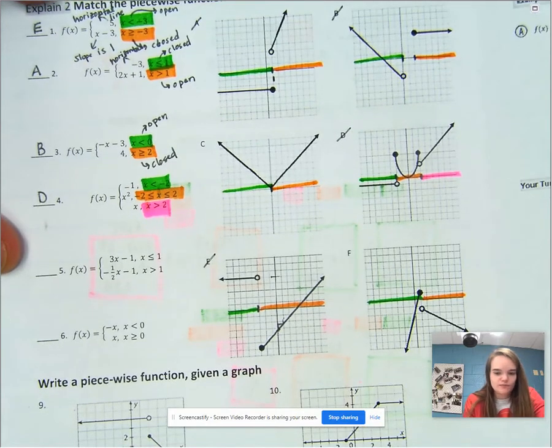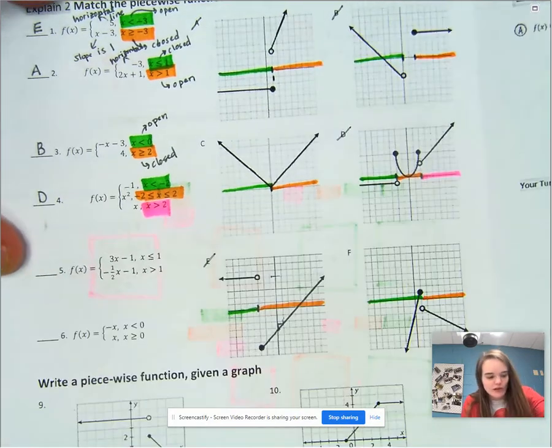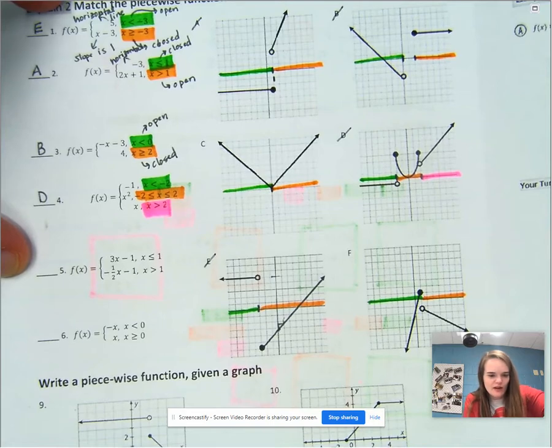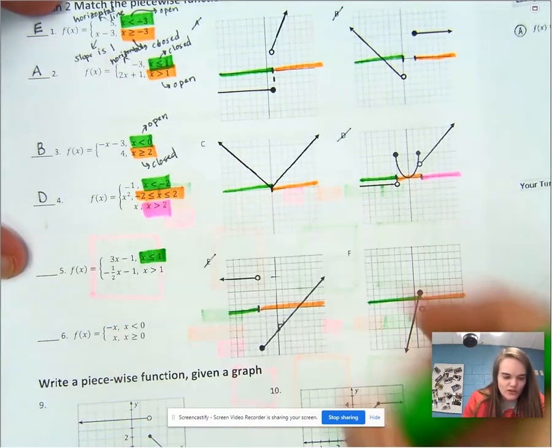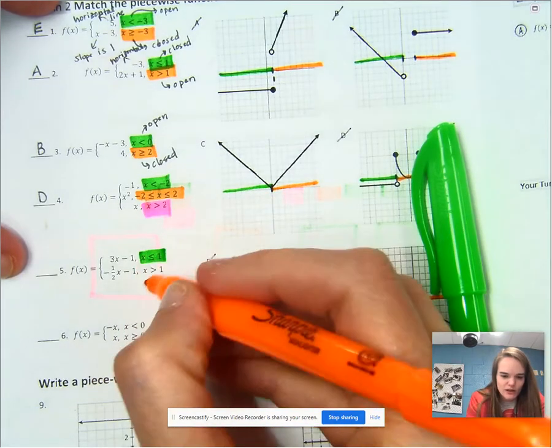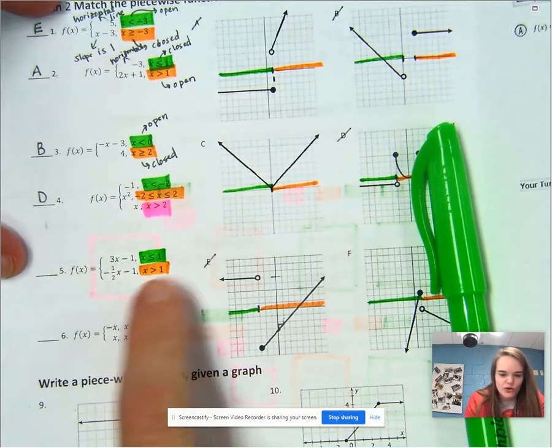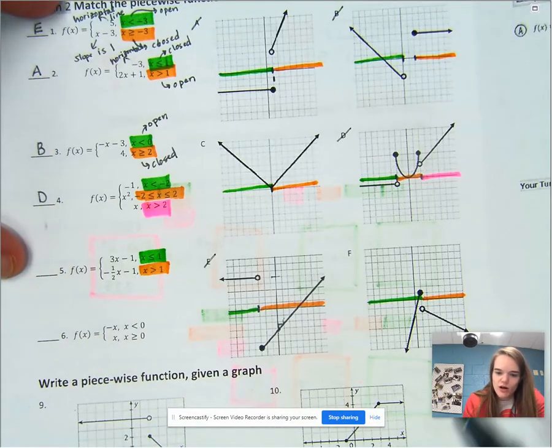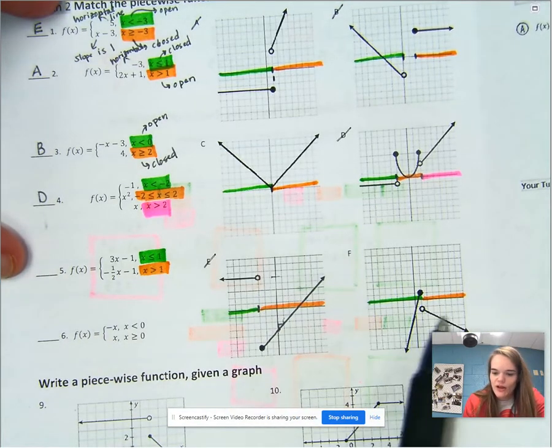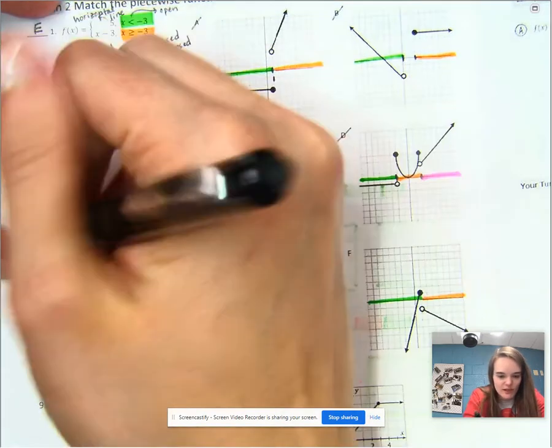Number 5. I keep losing my green highlighter, y'all. Number 5 changes at +1 and +1. It's got a closed circle and an open circle. All we have left is C and F. Well, F changes at 1, so it has to be F.